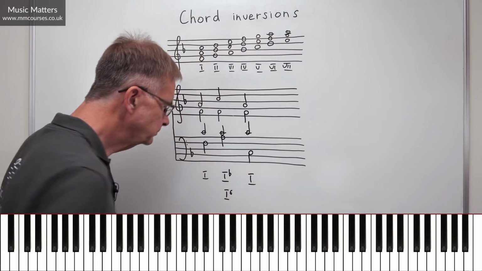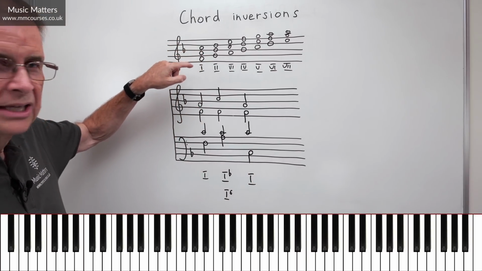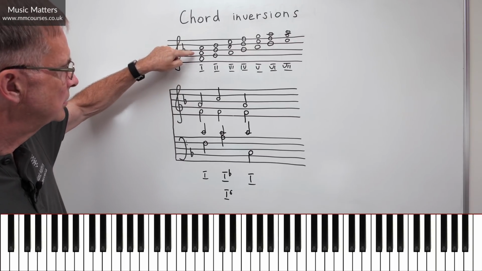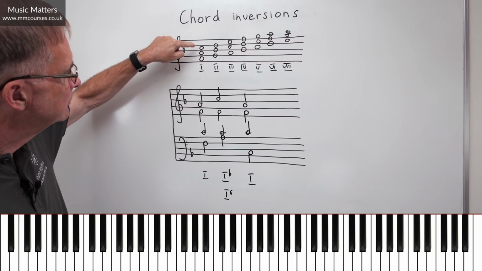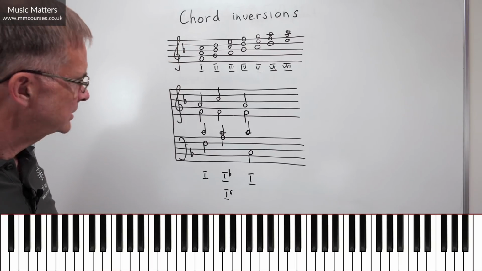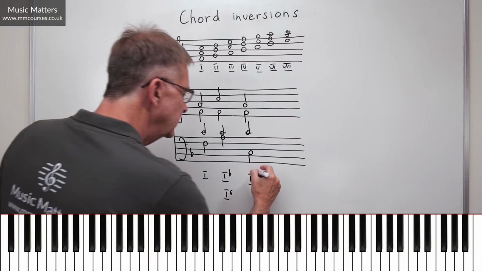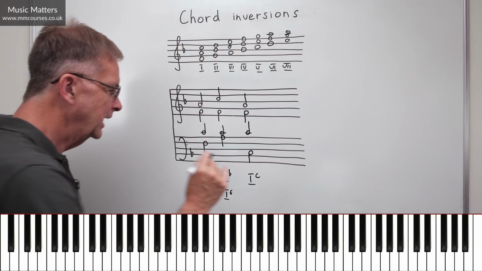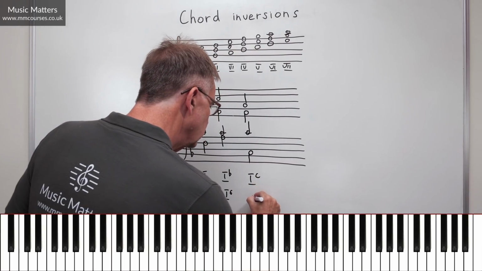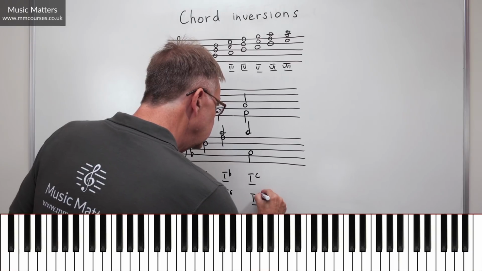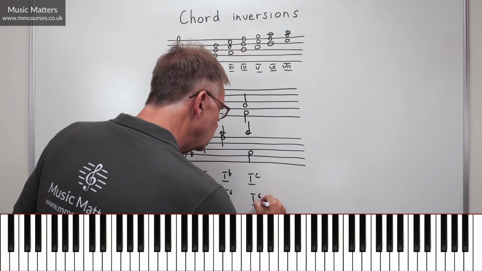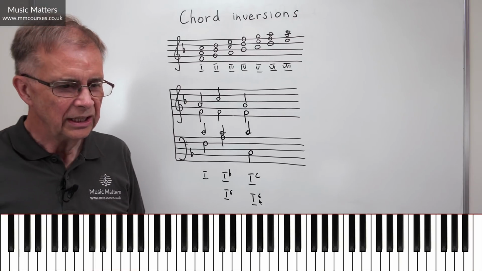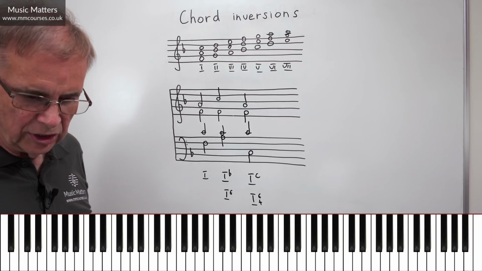And then we say, which of these notes is the lowest sounding note? The F, the A, the C, the root, the third, or the fifth? And of course, it's the fifth. It's that C. So in the UK tradition, we would call that 1C. In the US tradition, this would be called 1, 6, 4. And that's how you deal with the inversion situation.